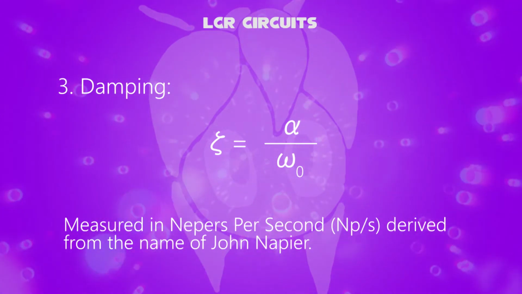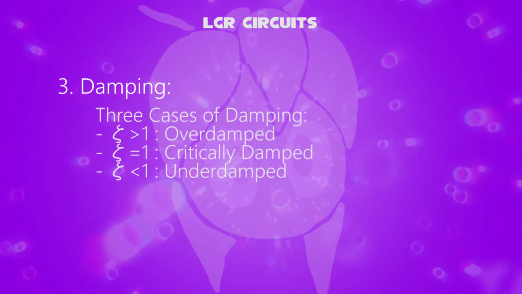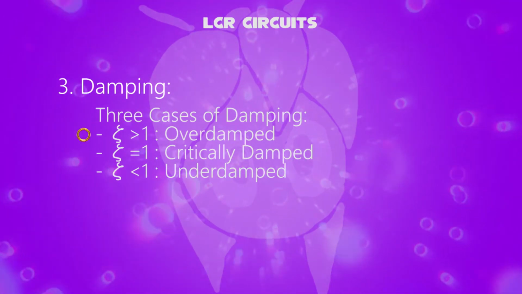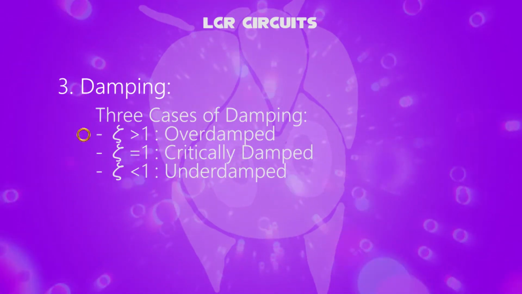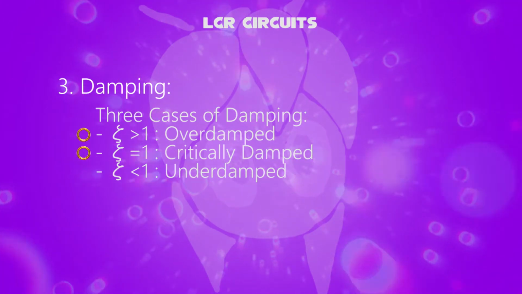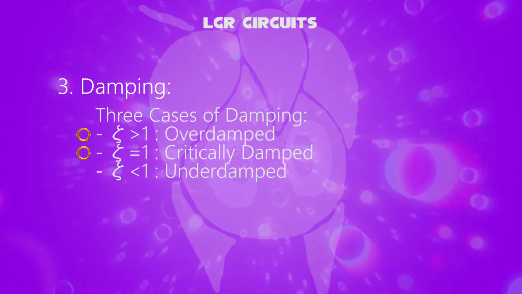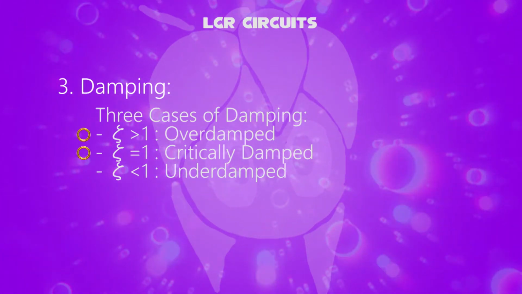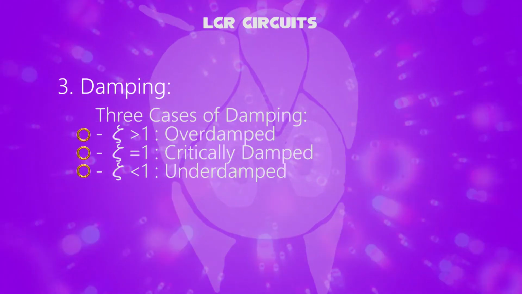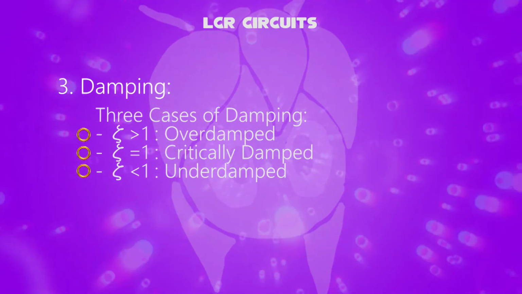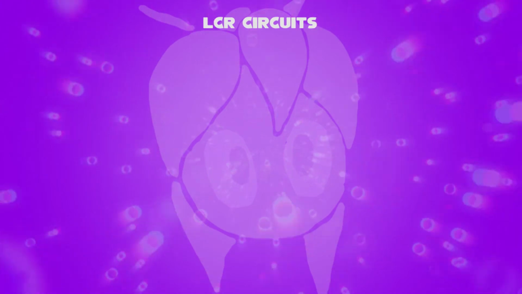The damping factor, a dimensionless unit denoted by zeta, equals alpha divided by ω0, where alpha denotes the damping attenuation. There are three cases: if the damping factor is greater than 1, it is said to be overdamped, and the circuit would not resonate. If the damping factor is equal to 1, it is said to be critically damped, and the circuit would likely resonate. If the damping factor is less than 1, it is said to be underdamped, and the circuit resonates as well.